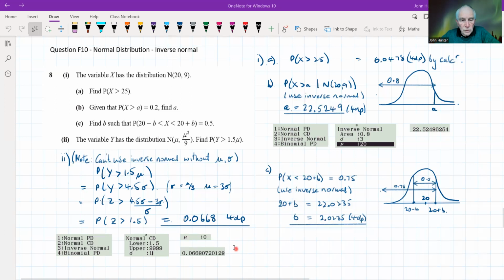Okay, so that's quite an unusual form of question. It just takes a bit of practice, I think, with these things. We've got a little bit of manipulation with the mean and the standard deviation, but you can see it actually comes out quite simply, really. Okay, so hopefully that has been useful, and I'll see you in the next video.